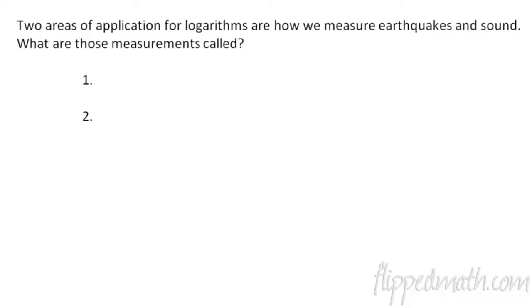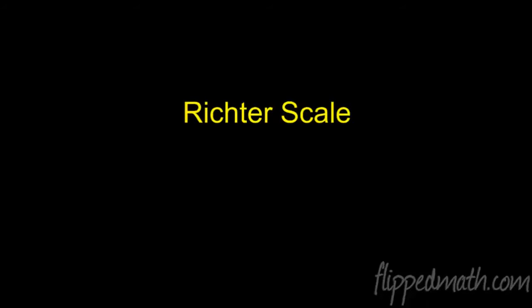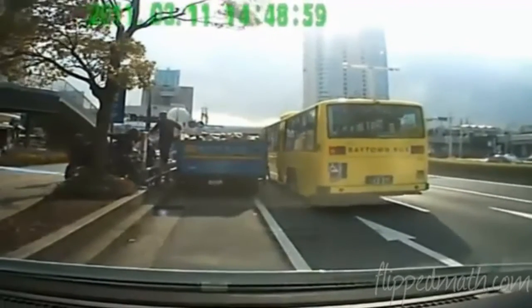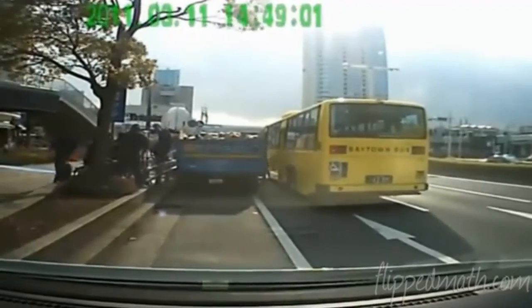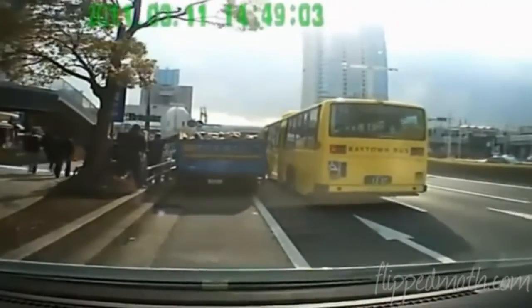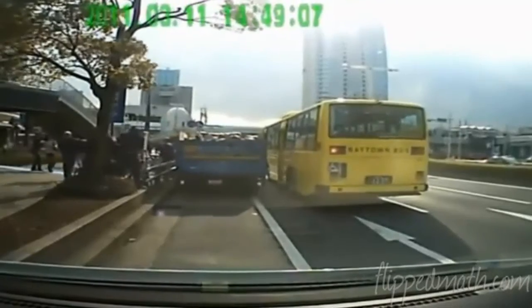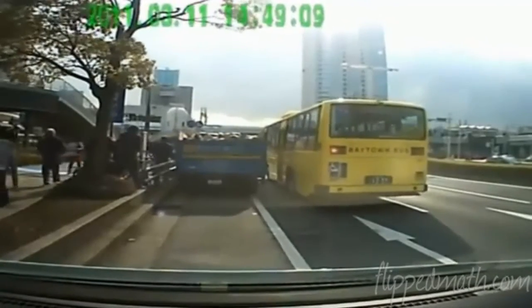Let's talk about that for a minute. First thing we have is what's called the Richter scale. That's going to go in your line number 1. And the Richter scale is dealing with earthquakes. Here we have an earthquake that occurred in Japan on March 11th, 2011. If you remember, this is the famous earthquake that created that large tsunami that devastated northern Japan. You can see here just the bus shaking and this truck shaking back and forth.